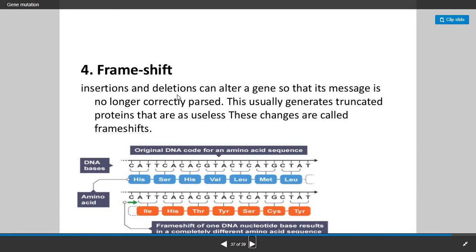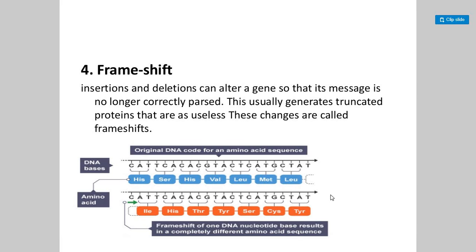Next is the frame shift. Insertion and deletion can alter a gene so that its message is no longer correctly passed. This usually generates truncated proteins that are useless. These changes are called frame shift, which means that whenever an insertion or deletion type of gene mutation occurs, the original sequence gets changed and does not code for a proper sequence. So it can lead to proteins being formed that are not useful. This happens in the case of frame shift mutation.